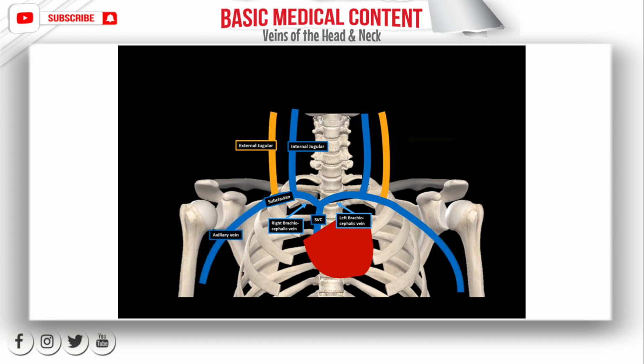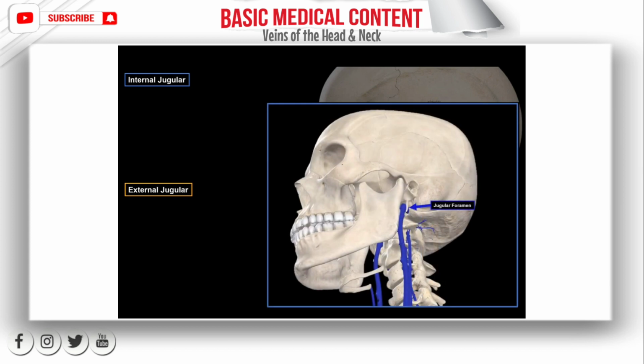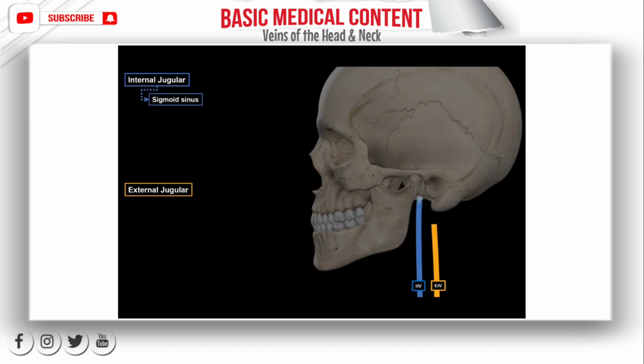But now let's look at the neck and head from this perspective in order to visualize the external and the internal jugular vein better. Now, the internal jugular vein is going to pass through the jugular foramen, and then is going to drain blood from the sigmoid sinus. And the sigmoid sinus is one of the dural sinuses we have in the brain. I'm going to try to cover the dural sinuses in my next video, but just keep in mind that the dural sinuses drain blood from the brain, and they lie in the 2 layers of the dura mater.